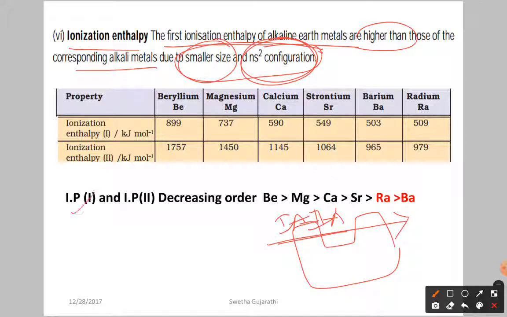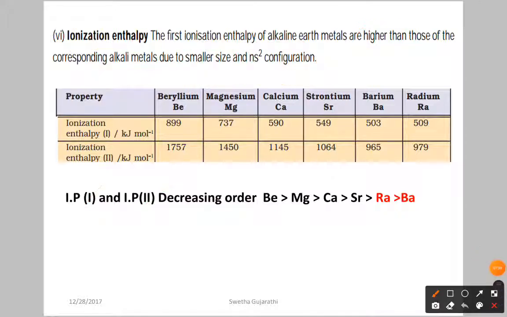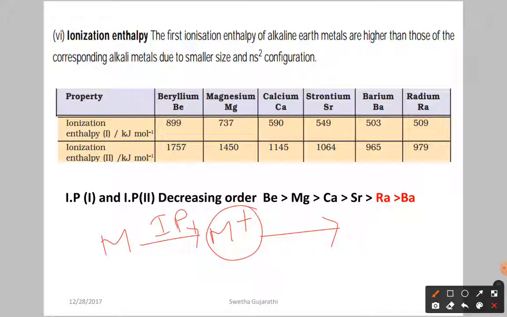Here you can see the IP1, IP2. Why? Because how are you going to get IP2? IP1 means, for a metal, if you remove one electron, that is called IP1, the energy required to remove the first electron. Next, if you remove the electron from this monopositive cation, that is called IP2. Now you are going to get the M2+ ion. Why? Because in the valence shell we have 2 electrons. Here you can see the order: beryllium, magnesium, calcium, strontium, barium and radium.